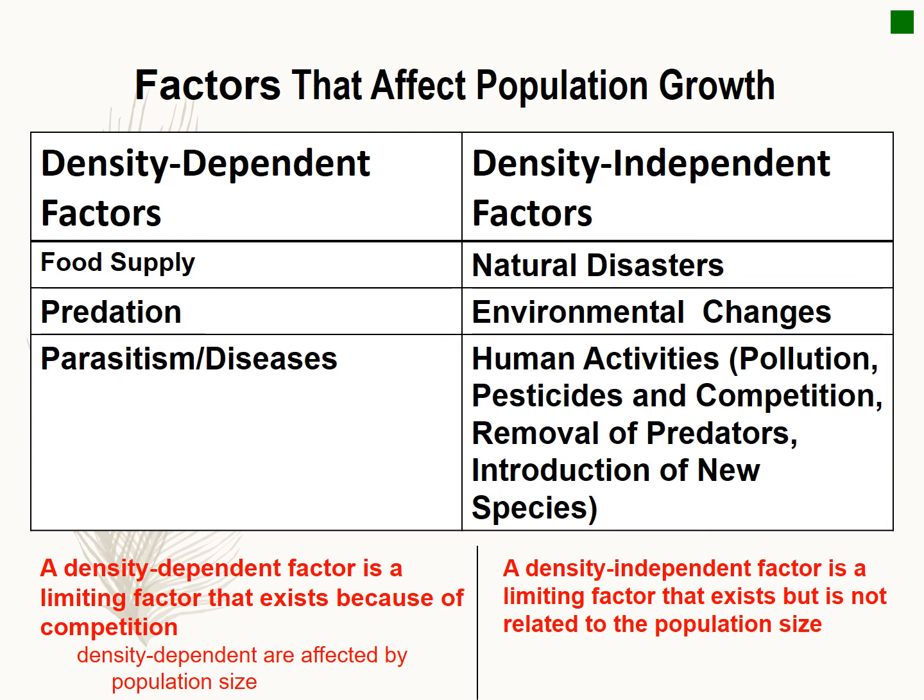So these density independent factors are things that are going to affect our population even if there are enough resources. The population size does not matter. It's going to cause some kind of decline in population. So things like natural disasters: fires, floods, hurricanes. Environmental changes, like the ocean getting more acidic. Global warming, the earth getting hotter. Human activities, we are big density independent factors.